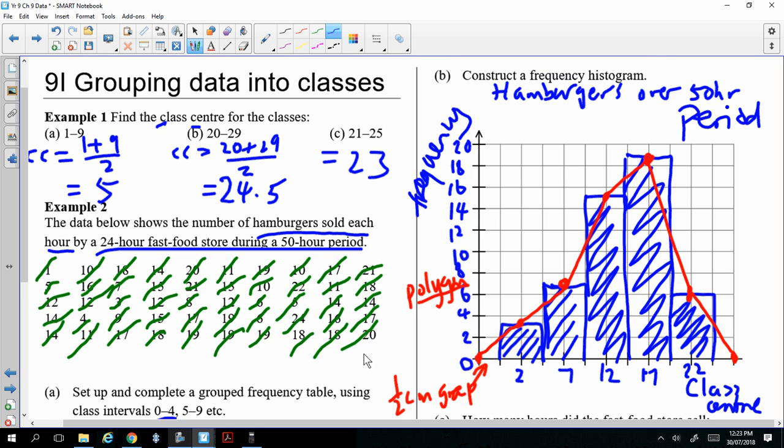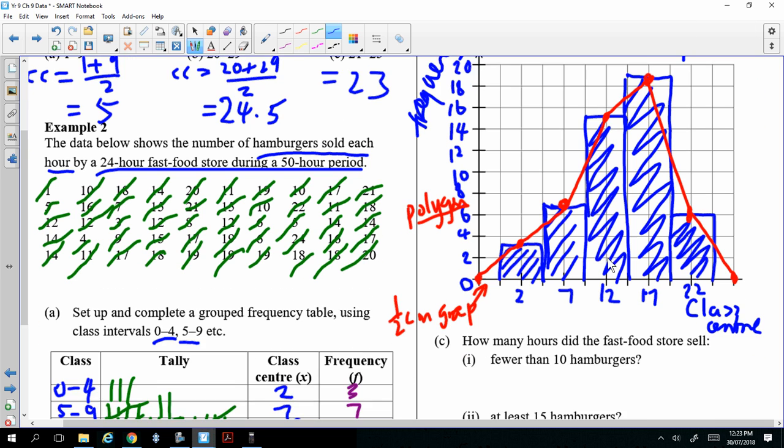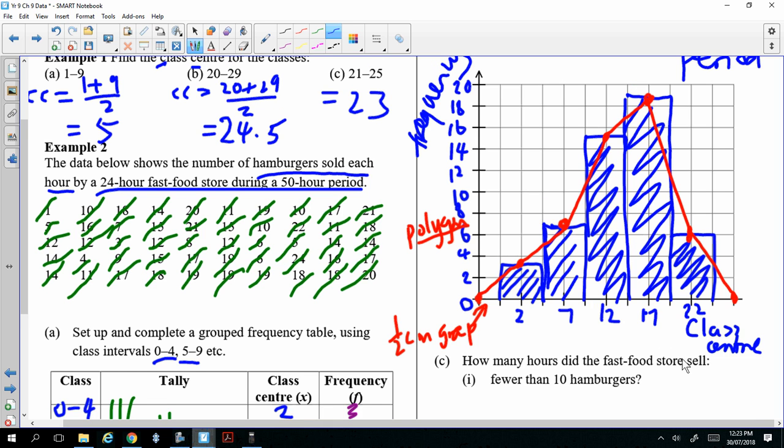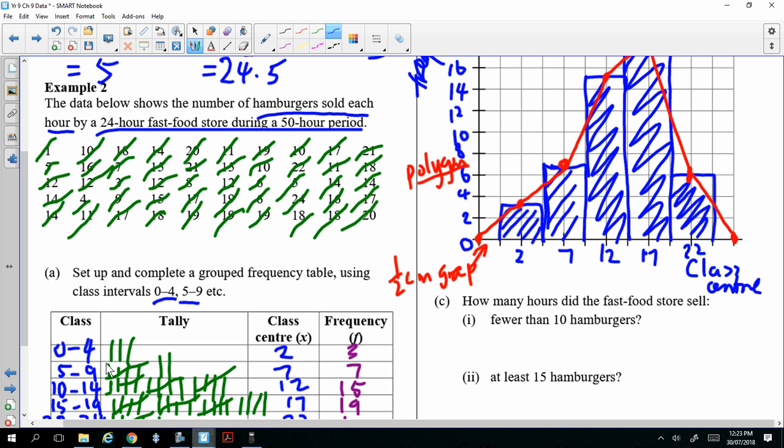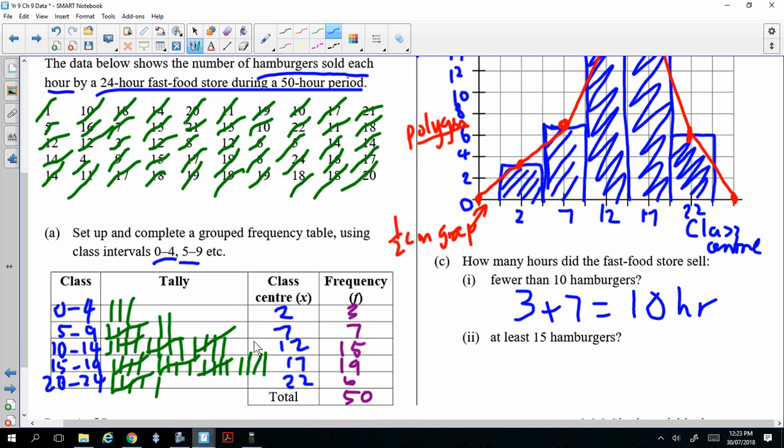Let's continue. How many hours did the fast food store sell fewer than 10 hamburgers? Fewer than 10. If you look at this, these 2 classes, isn't it? Fewer than 10 hamburgers will be 3 plus 7. 10 hours. Does that make sense? Fewer than 10 means 0 to 9. At least 15 hamburgers. 15 or more.